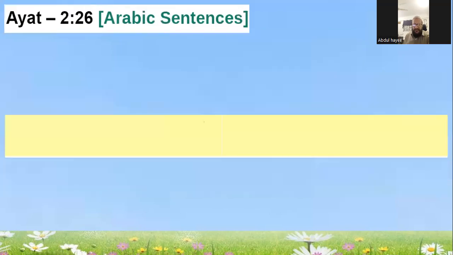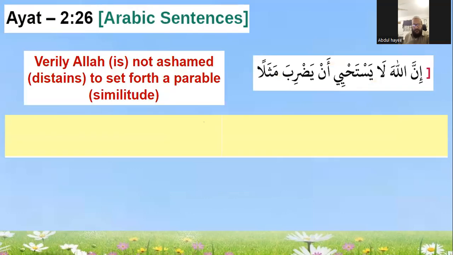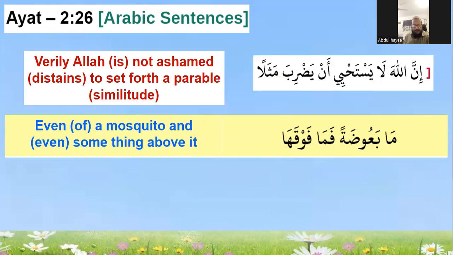That's to separate. So, إن الله لا يستحي أن يضرب مثلا means: Verily, Allah is not ashamed, disdains to set forth a parable, a similitude. ما بعوضة فما فوقها. Even of a mosquito, even something above it.